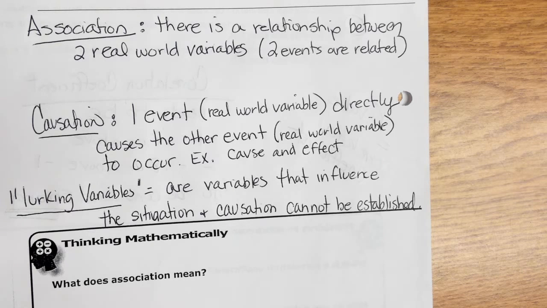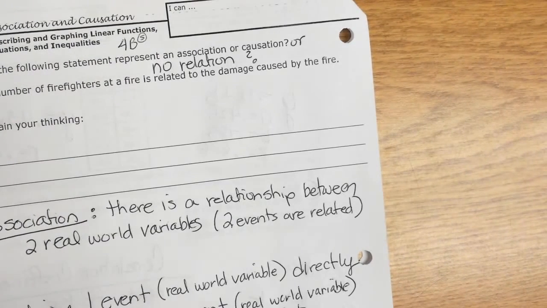So essentially, association just means there's some sort of relationship between the two, but one doesn't cause the other to occur. Causation, one definitely and directly causes the other to occur. No association, there's nothing, they don't have anything to do with each other. Lurking variables are variables that influence a situation, and causation cannot be established. So, up here, does the statement represent an association, a causation, or no relation? The number of firefighters at a fire is related to the damage caused by the fire.